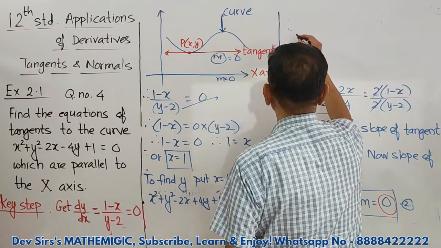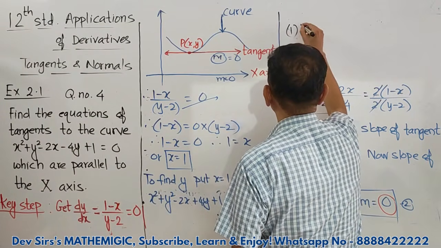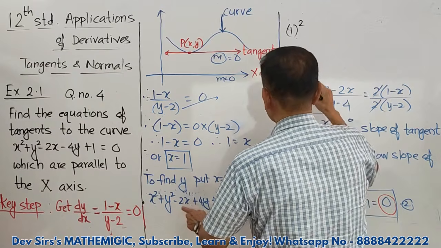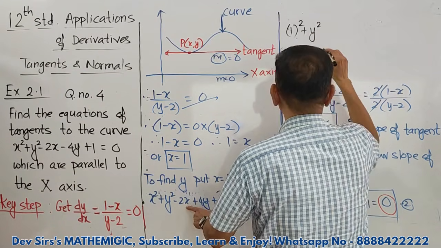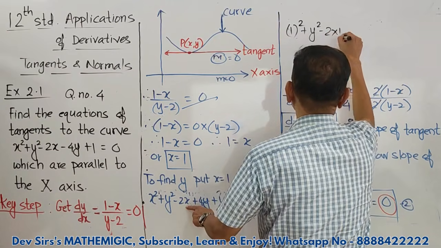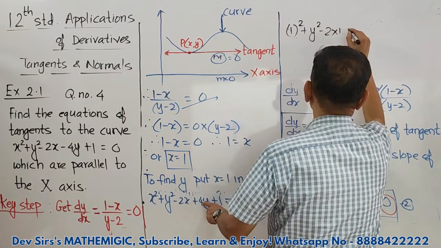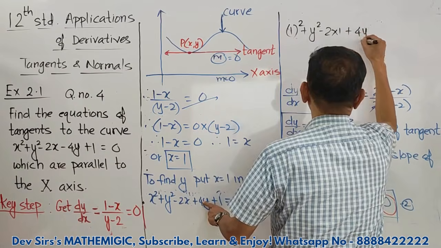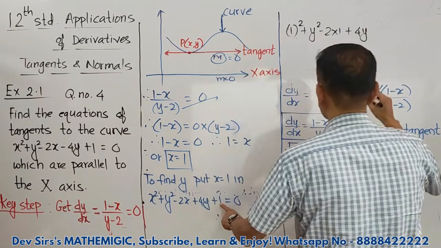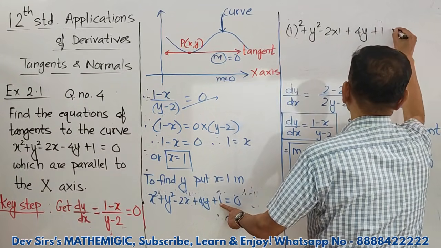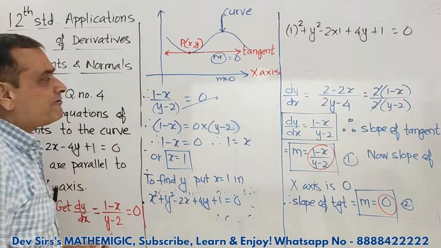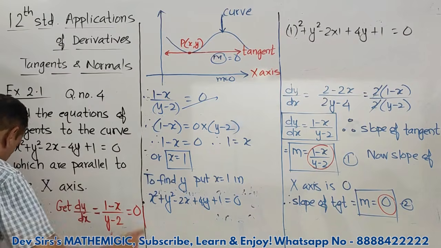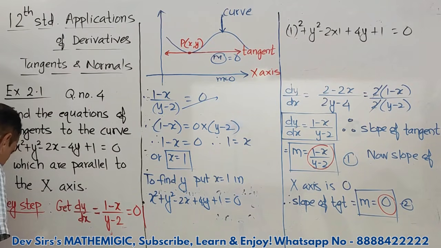1 squared plus y squared minus 2 into 1 plus 4y plus 1 equal to 0. जहां पे x है वहां पे 1 सब्स्टिट्यूट किया. पुट x इक्वल टू 1. आई वॉन्ट टू गेट द वैल्यू ऑफ y.